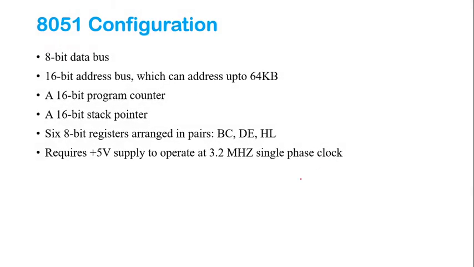Now we are going to see the 8051 pin configuration. So here are the listed pin configurations of 8051. First one, that is the 8-bit data bus, then a 16-bit address bus which can address up to 64 kilobytes. Then a 16-bit program counter that we already know, then a 16-bit stack pointer, and six 8-bit registers arranged in pairs, that is BC, DE and HL. It is the same as a microprocessor. And next, it also requires a 5-volt supply to operate, and a 3.2 megahertz single-phase clock signal. So it is required for the operation of our microcontroller.